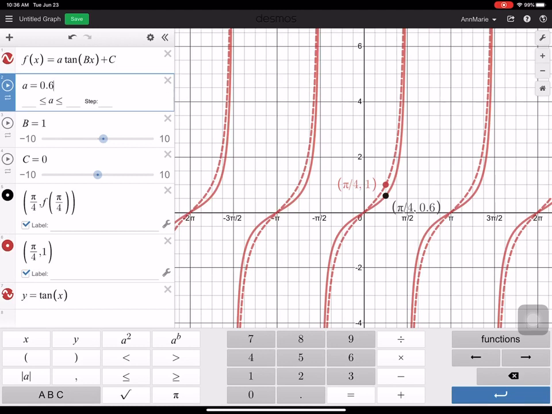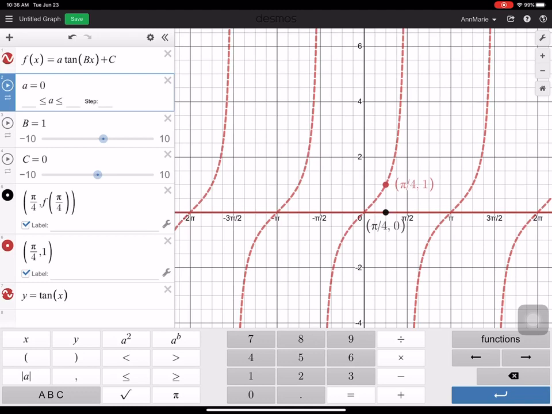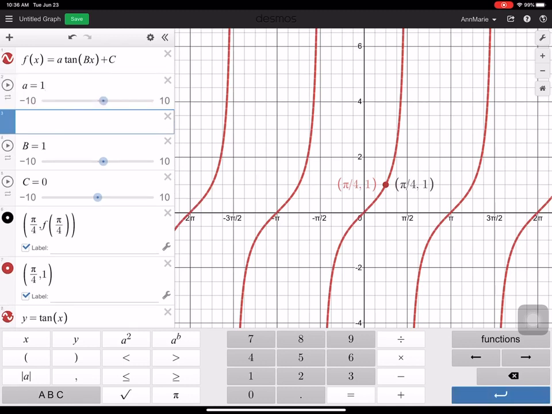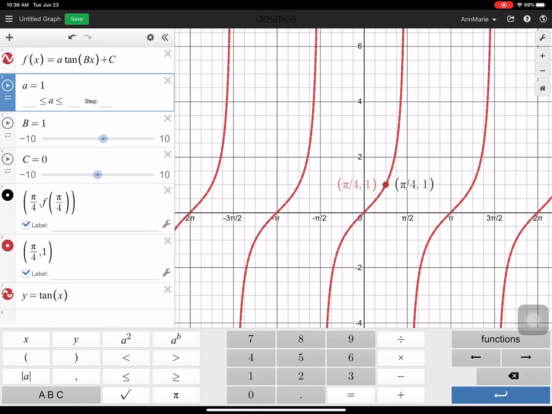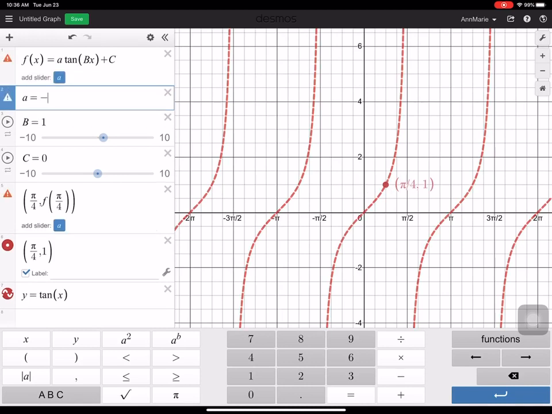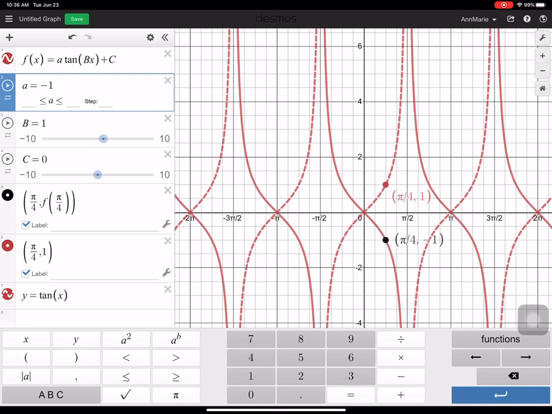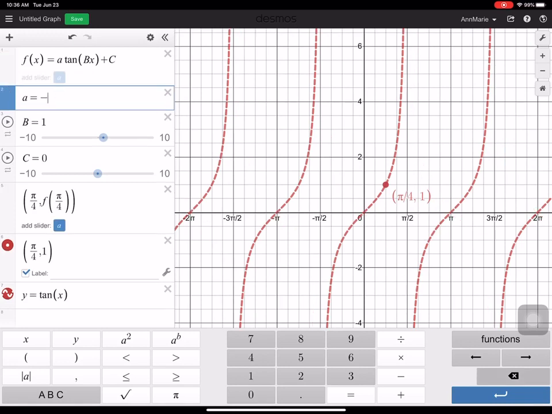Okay, so let's put this guy back to 1. Now, what happens if I make it be negative? Well, if I make it be negative, it turns the curve upside down. So let me go with -1. And notice what it does. It turns it upside down, reflects it across the x-axis. Okay.